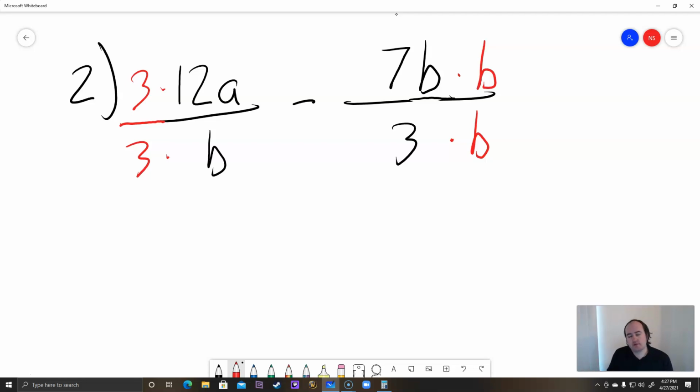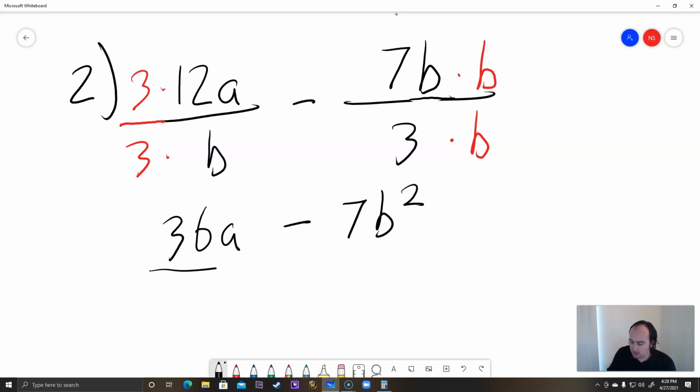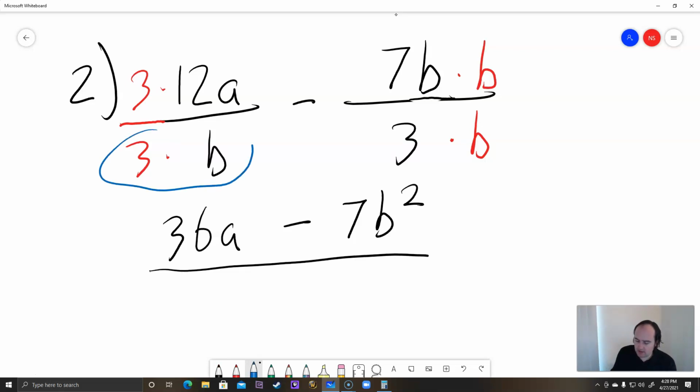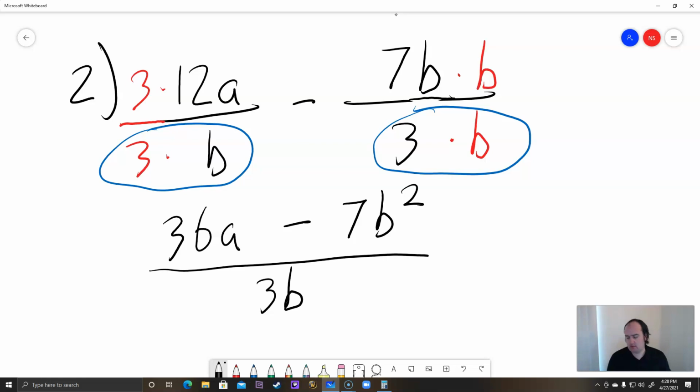So for top left, we have 3 times 12 is 36a. Okay, so we have 36a. And then for top right, we have negative 7. b times b is b squared. So that's going to be minus 7b squared. All over, in the denominator, we have a common denominator of 3 times b. And because they're the same denominator, we can write the numerators both over that common denominator of 3b. Okay, so we have 36a minus 7b squared all over 3b.